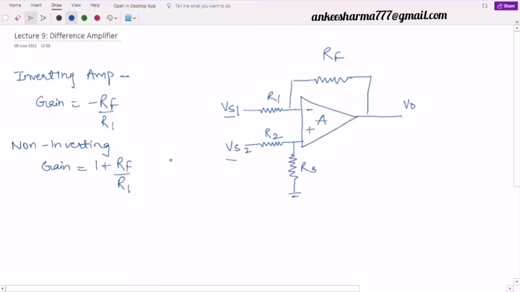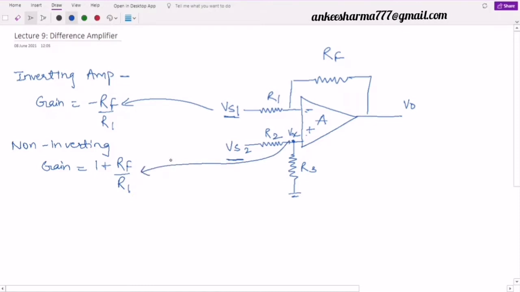So these are the two gains. It means whenever I am applying an input to the inverting terminal, look here, this is my inverting terminal, whenever I am applying an input Vs1 to the inverting terminal, this input will be amplified by this gain, that is minus Rf by R1. But when I am applying my input to the non-inverting terminal, then the input Vs2 will give me some input over here. For example, this is Vx. Then this Vx will be amplified with the gain 1 plus Rf by R1.